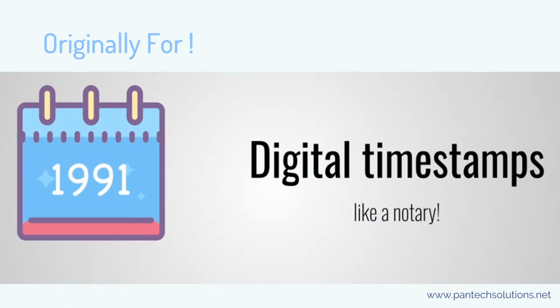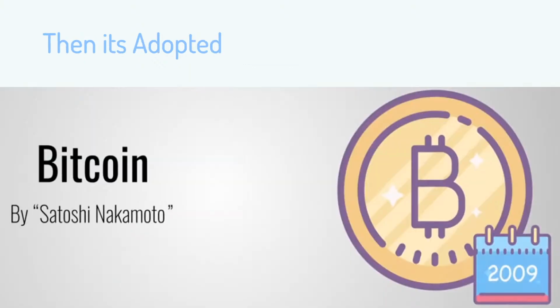First of all, the introduction. Originally, blockchain was introduced for digital time stamping, it's like a notary. Basically, for sending a digital timestamp online, they used blockchain technology. For that purpose, they introduced blockchain technology. But now it has been adapted for Bitcoin purposes by Satoshi Nakamoto. He is the person who adapted blockchain technology for transferring Bitcoin in 2009.